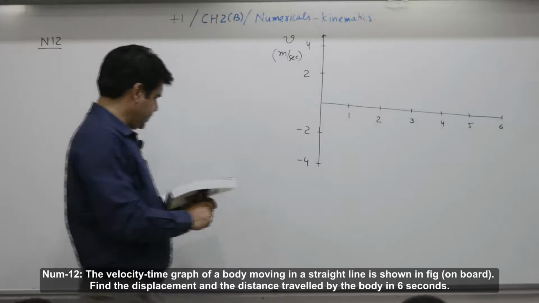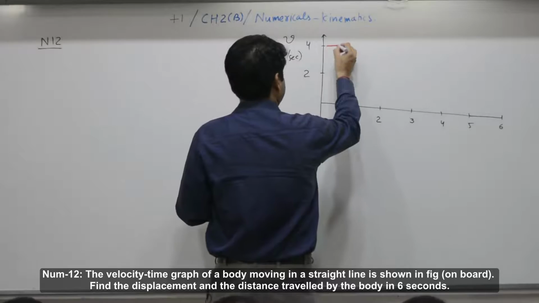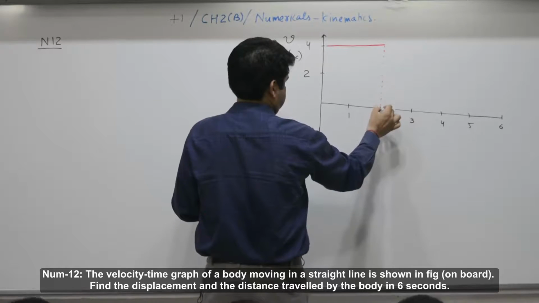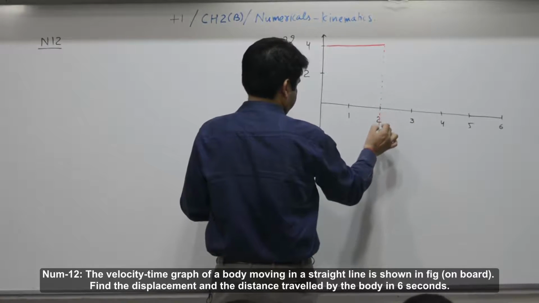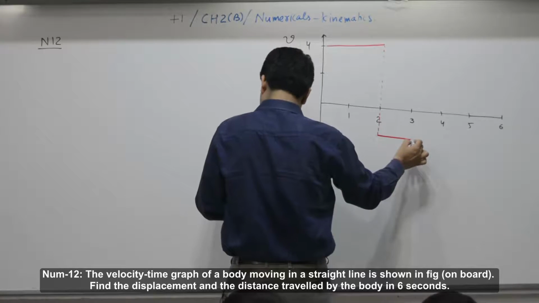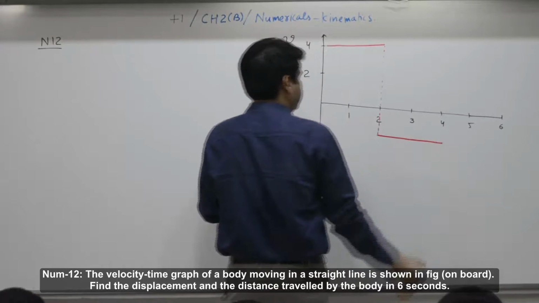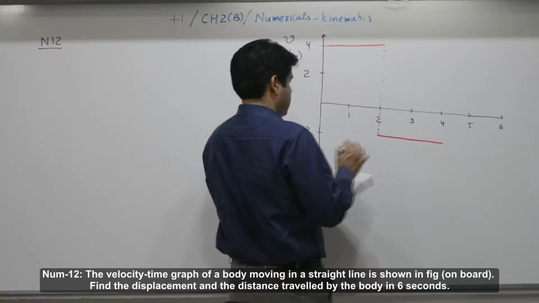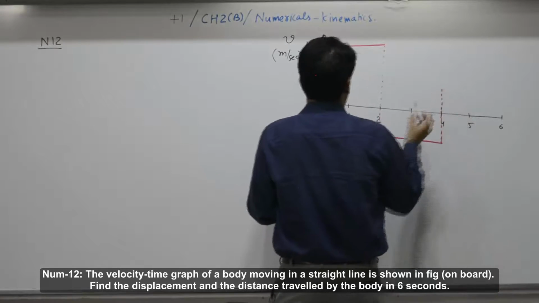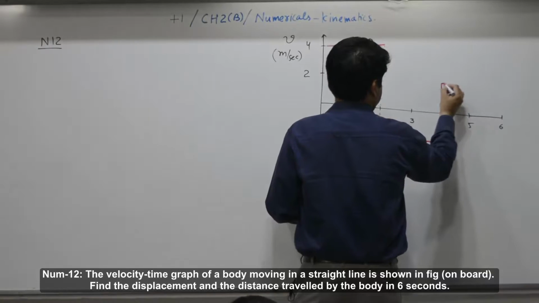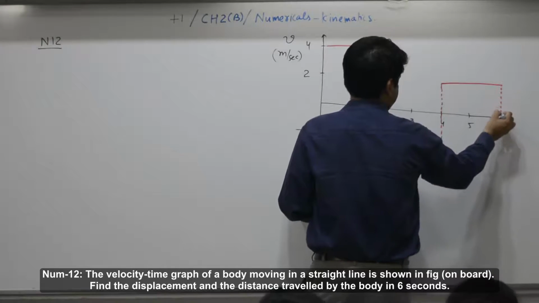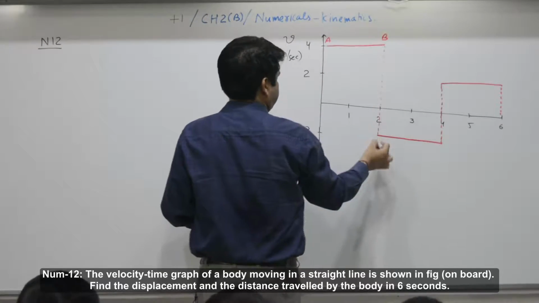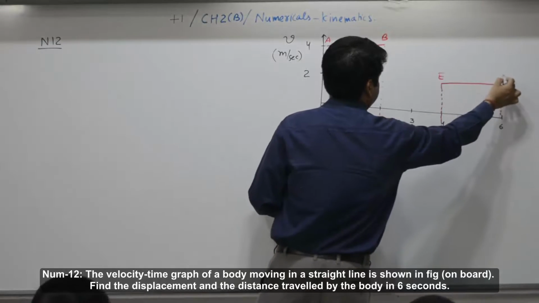First, for the first 2 seconds, the particle moves with what velocity? 4. Then the particle moves with what velocity? -2. For how many seconds? 2 seconds. Next 2 seconds, 2 to 4. Then again the particle moves with 2 for the next 2 seconds. We can mark the path as A, B, C, D, E, F.